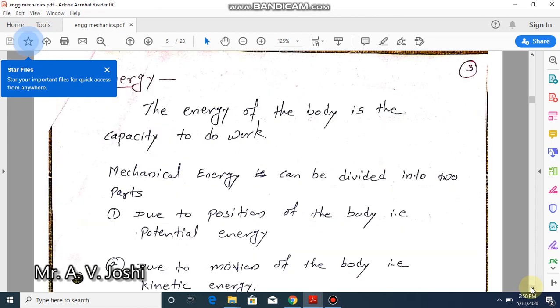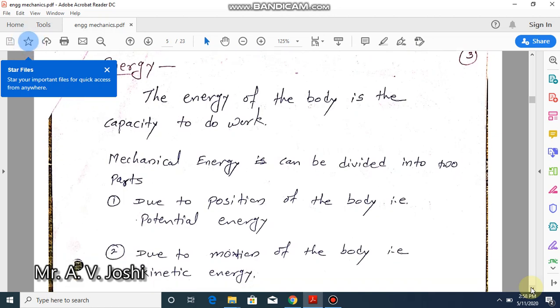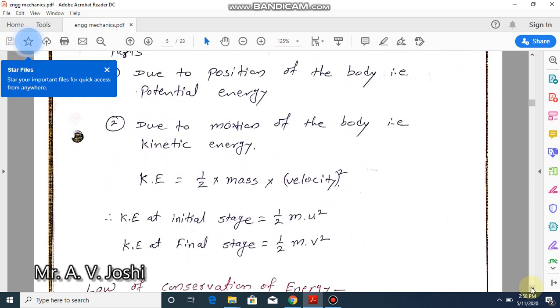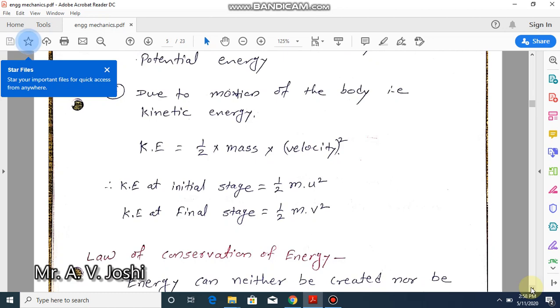So the next one is energy. The energy of a body is its capacity to do work. Mechanical energy can be divided into two parts: due to the position of the body, that is potential energy, and due to the motion of the body, that is kinetic energy. So kinetic energy equals one half m v squared, initial kinetic energy equals one half m u squared, and final kinetic energy equals one half m v squared.